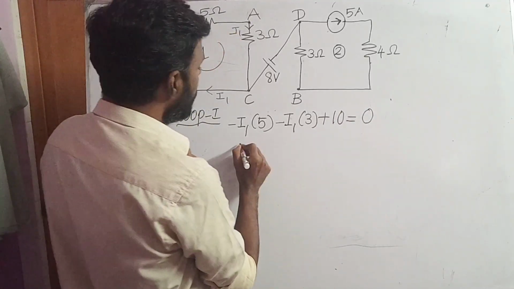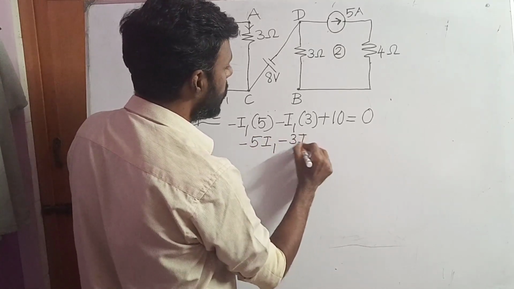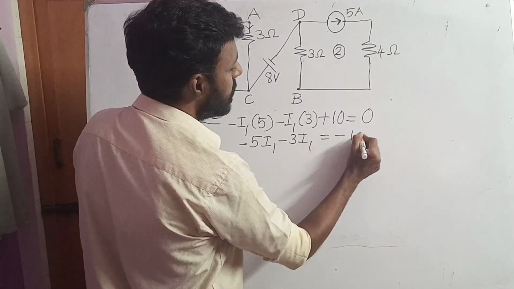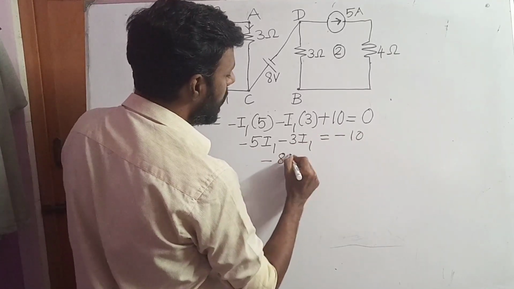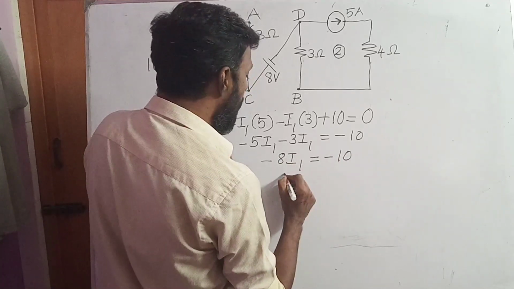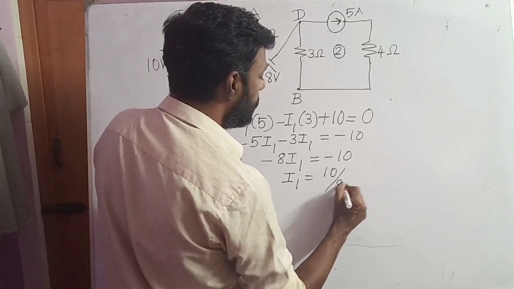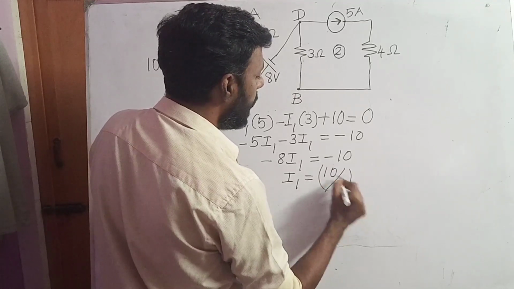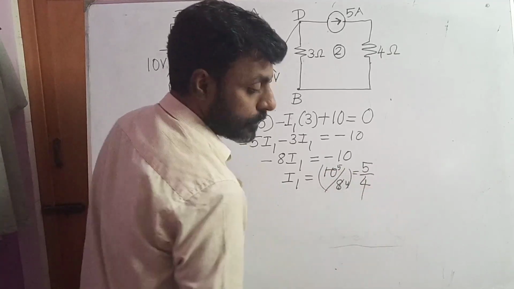So now minus 5I1 minus 3I1 equal to minus 10. So 5, 6, 7, 8, which will be minus 8I1 equal to minus 10. So I1 will be 10 divided by 8. So 2 4s are 8, 2 5s are 10, which is equal to 5 divided by 4.